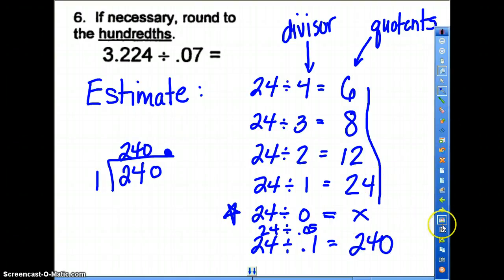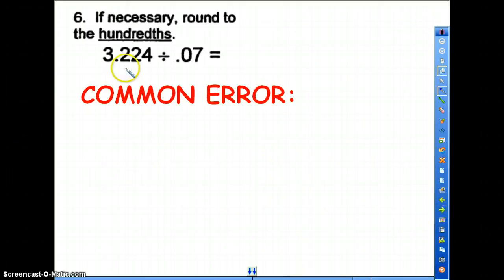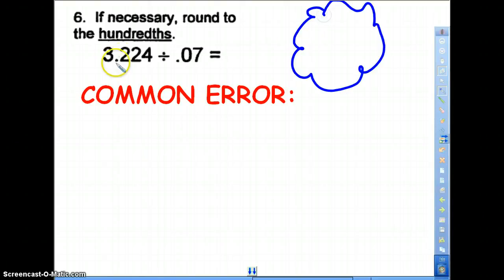All right? So give me an estimate before we do this common error. Give me an estimate to put in my bubble when I take 3.224 and divide it by 0.07. Give me some kind of estimate. I know for sure the answer has to be what compared to 3.224? It's going to be bigger. I don't know, let's call it 50. I don't really know what it's going to be. I just know it has to be bigger. So when I get my answer, if my answer's smaller, I know I've made a mistake.